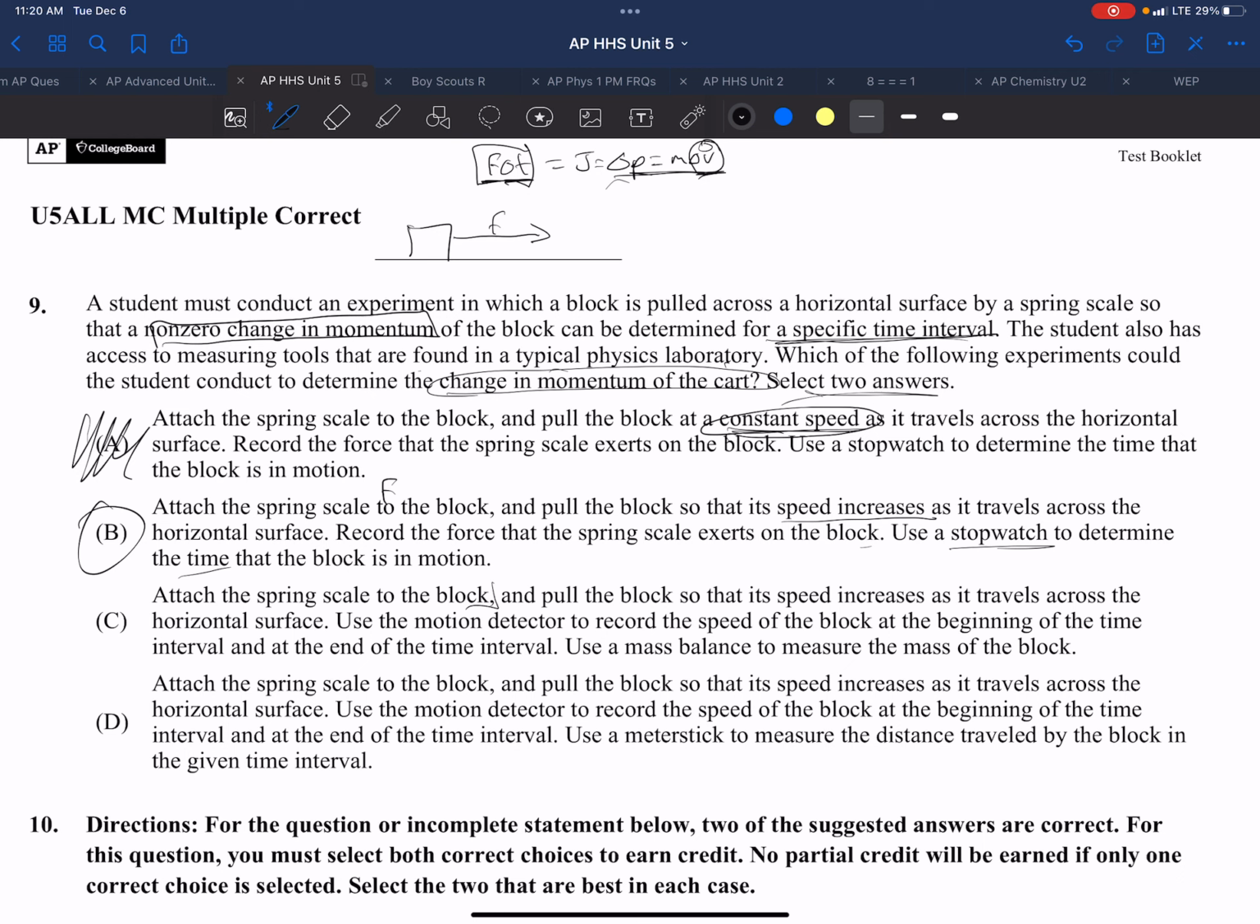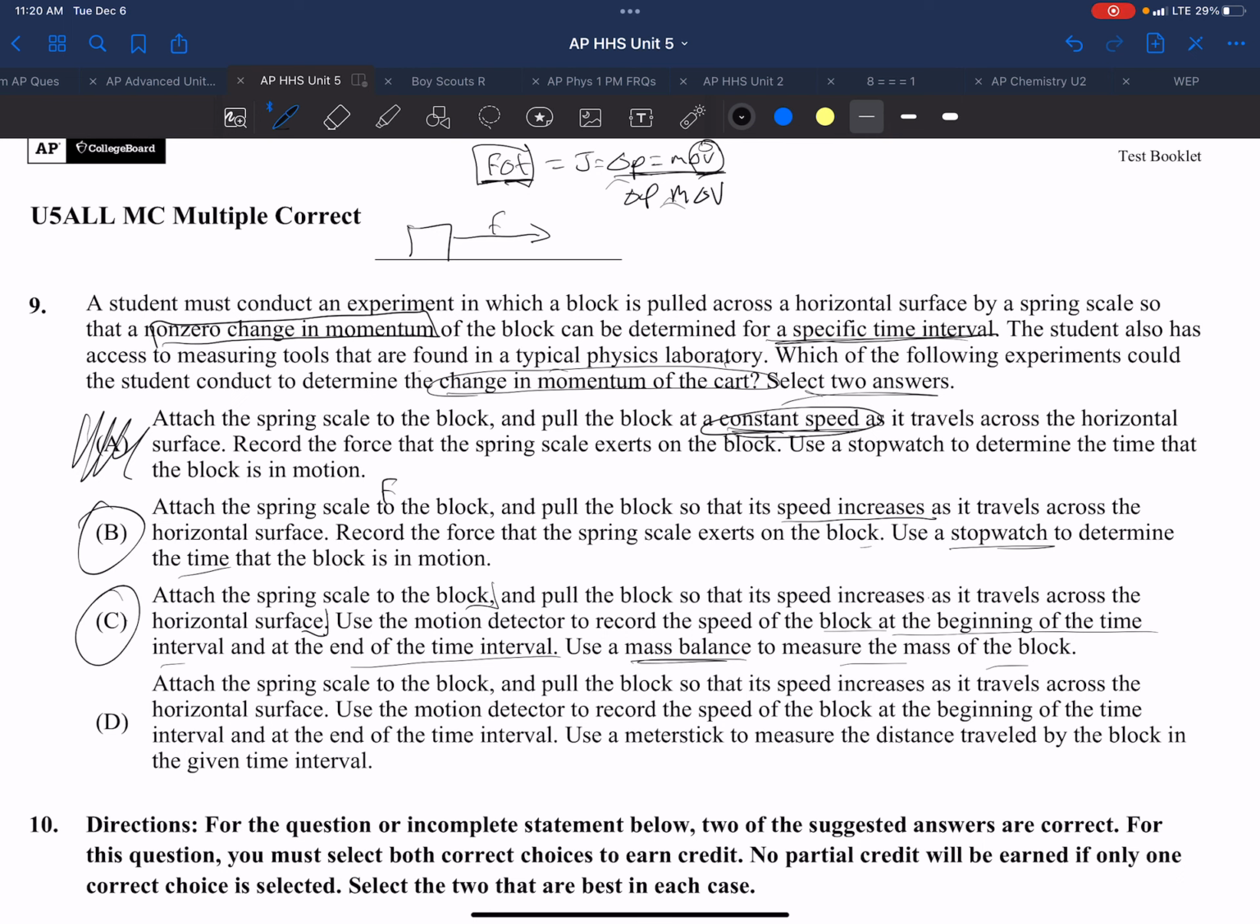Next, we've got a spring scale again. The speed increases again as it travels across the surface. So it's identical to the first sentence. Motion detector to record the speed at the beginning of the time interval and at the end of the time interval. Use a mass balance to determine the mass of the block. So we will have m, we will have delta v, and that will give us delta p. We don't need the spring scale, but we can get the value nonetheless. So it looks like choice C.